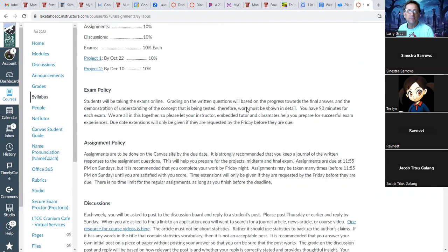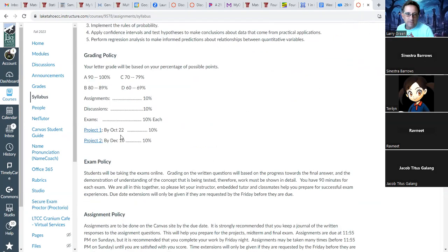The timeline, let me put this up here. Project 2 is due December 10th. Okay, project 2 is due December 10th. That is actually Sunday of week 11. I do want to give you a heads up, and I'll probably remind you again just before.